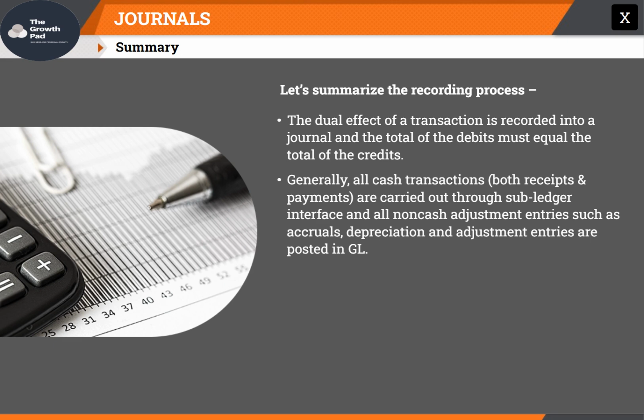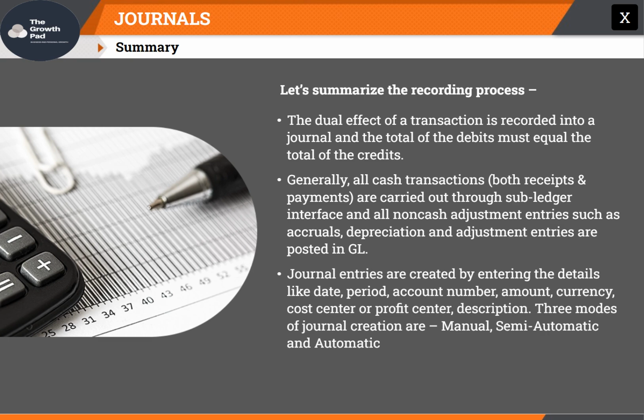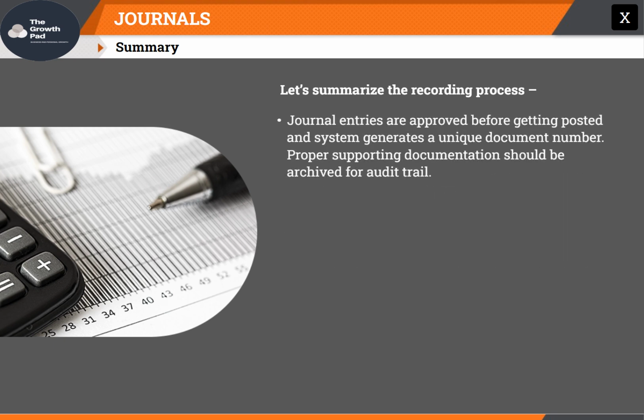and all non-cash adjustment entries such as accruals, depreciation and adjustment entries are posted in GL. Journal entries are created by entering the details like date, period, account number, amount, currency, cost center, or profit center. Description. Three modes of journal creation are manual, semi-automatic and automatic. Journal entries are approved before getting posted, and system generates a unique document number. Proper supporting documentation should be archived for audit trail.